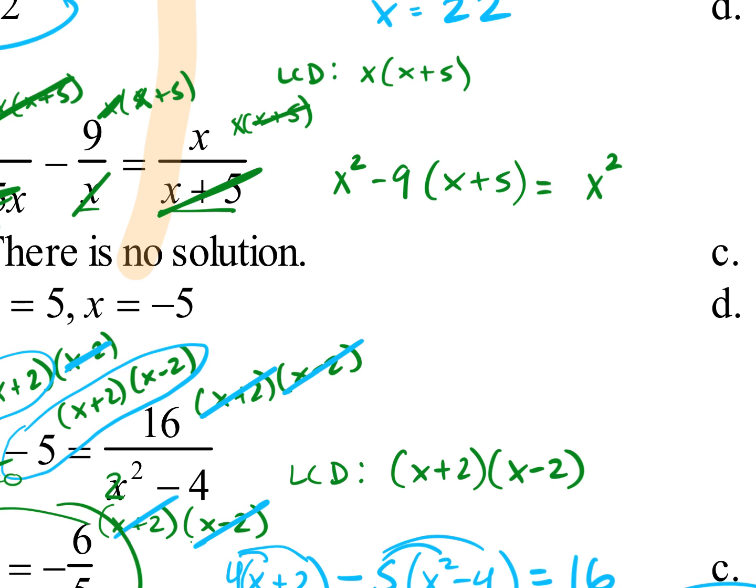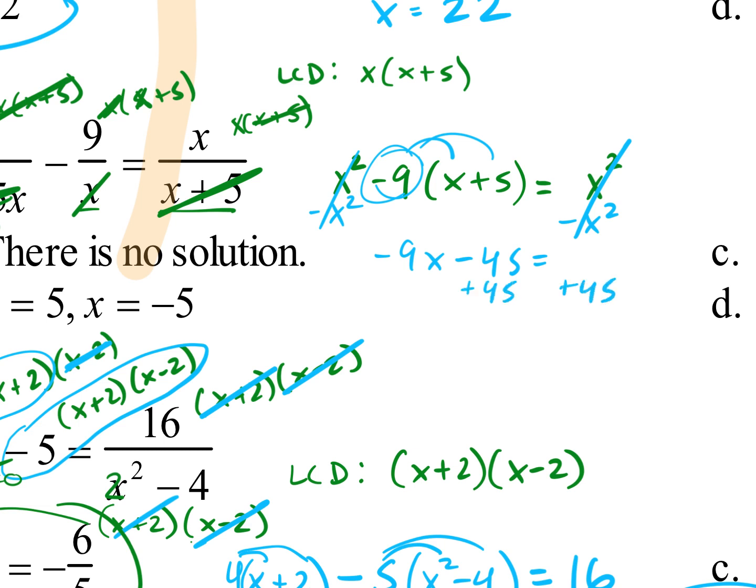So let's combine our like terms. I'm going to distribute the -9 and subtract the x squared. Kind of do 2 steps in one. So you have -9x minus 45 is equal to, the x squareds cancel. I can add 45 to move it to the other side. So -9x is equal to 45. Divide by -9, and x is equal to -5.